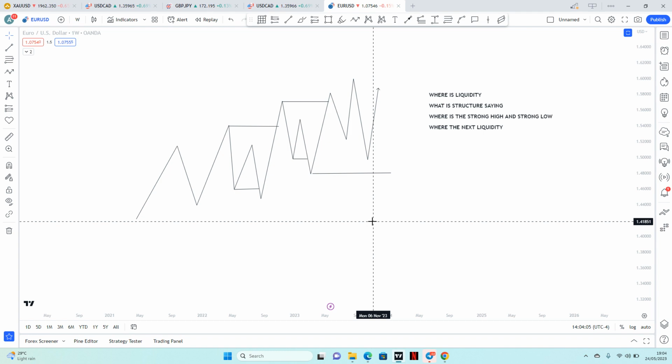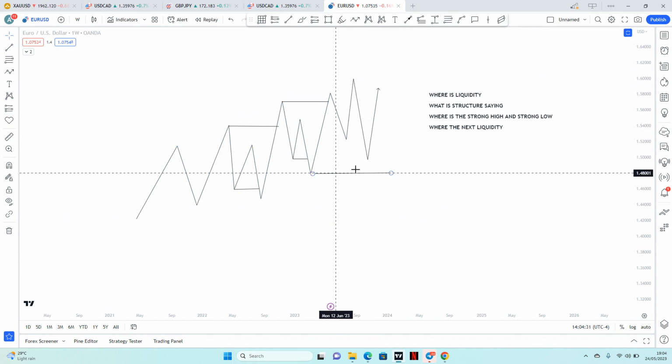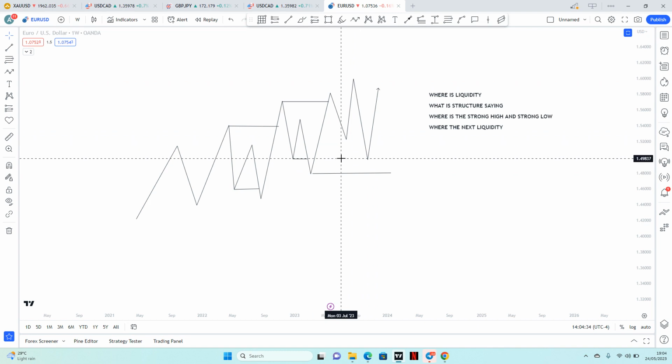If we are bullish without a market structure shift already, then what happens? You buy. If we are bullish and we've had a market structure shift, that means the high has now turned into a strong high because it has broken a low. It's just that simple.